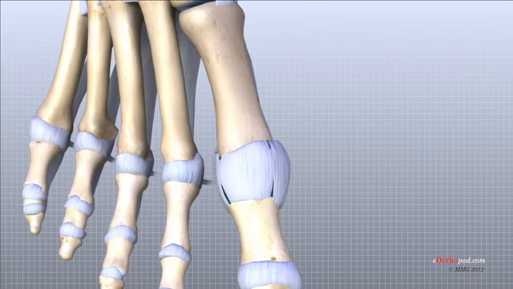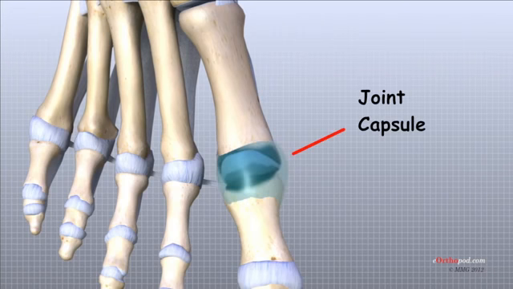Many small ligaments hold the bones of the foot together. Most of these ligaments form part of the joint capsule around each of the joints of the foot. A joint capsule is a watertight sac that forms around all joints. It is made up of the ligaments around the joint and the soft tissues between the ligaments that fill in the gaps and form the watertight sac.